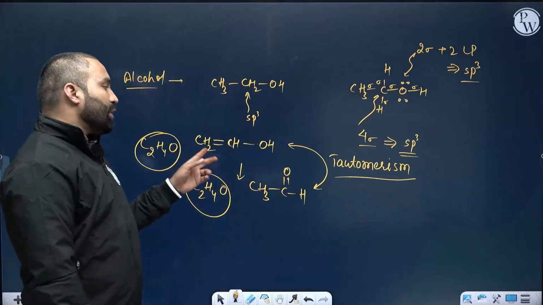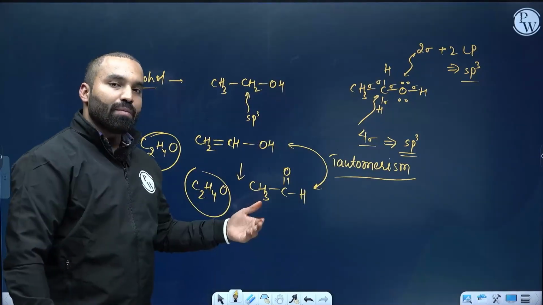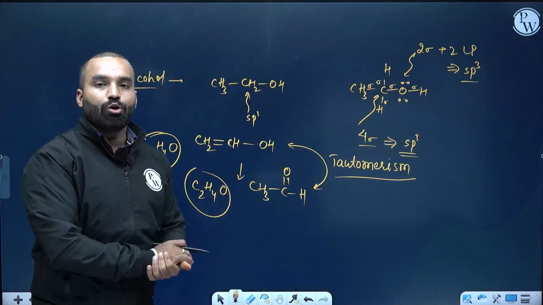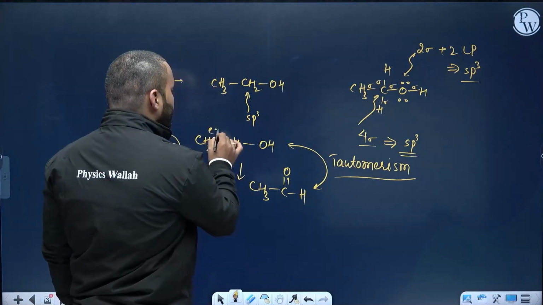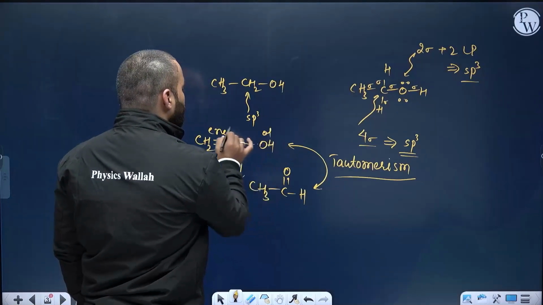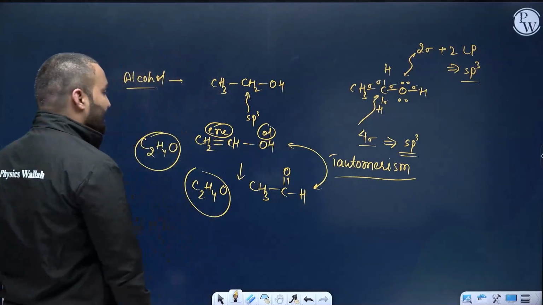That is a secondary question, sir. Which one exists more in amount? Which one is more stable? Generally, keto forms are more stable than enol. This is your en, this is your ol. So together it is enol. Right, everybody? That was the second classification.